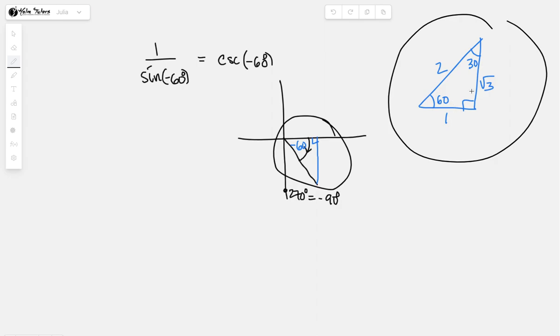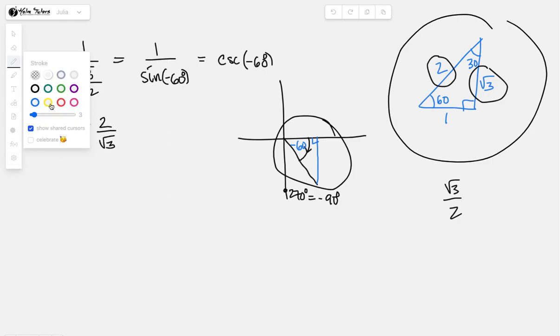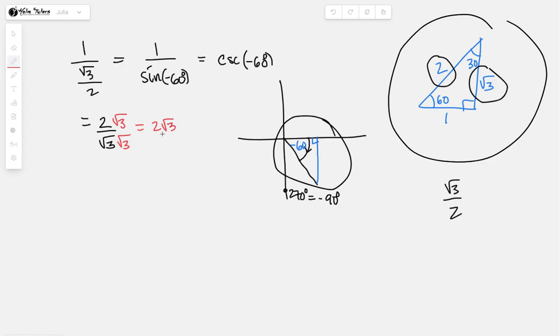So we know sine of 60 is opposite over hypotenuse. That's root 3 over 2. Since sine is in the denominator, we go 1 over root 3 over 2, which means 2 over root 3. Now we have to rationalize since we have a root 3 in the denominator. So we multiply by root 3, and that gives 2 root 3 over 3.